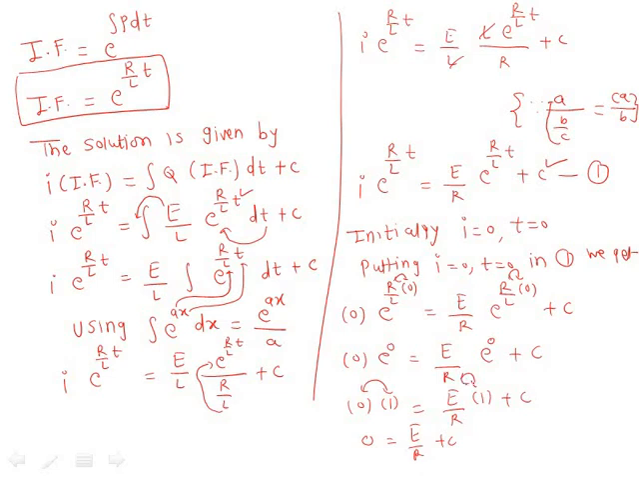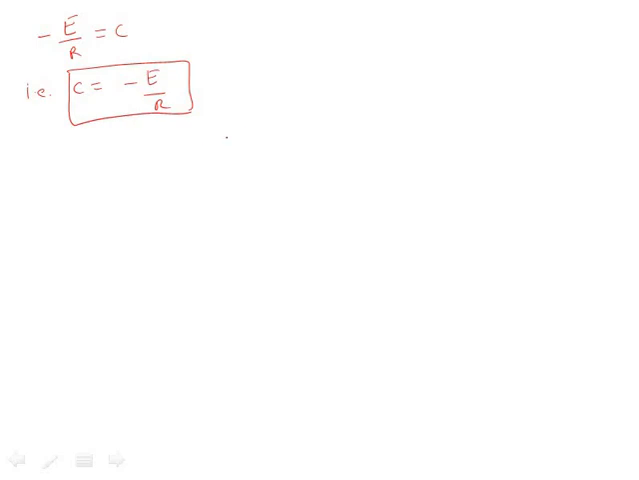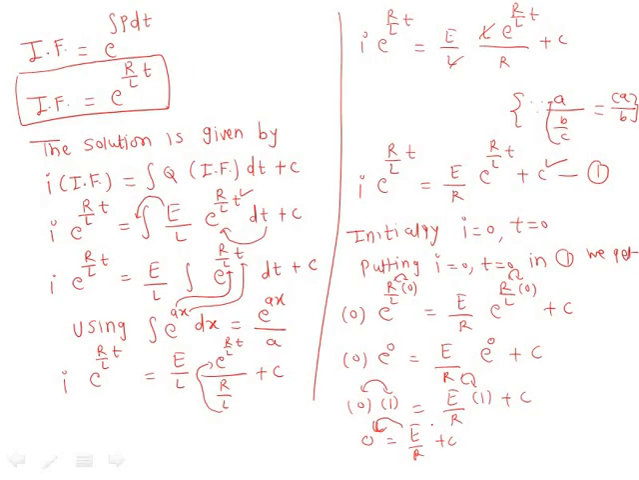If we transfer this E by R to the left hand side, the value of c becomes minus E by R equal to c, that is c equal to minus E by R. This is the value of the constant c. You can see we have just transferred this E by R to the left hand side to get the value of c. This E by R is plus, so after changing sides its sign becomes minus.